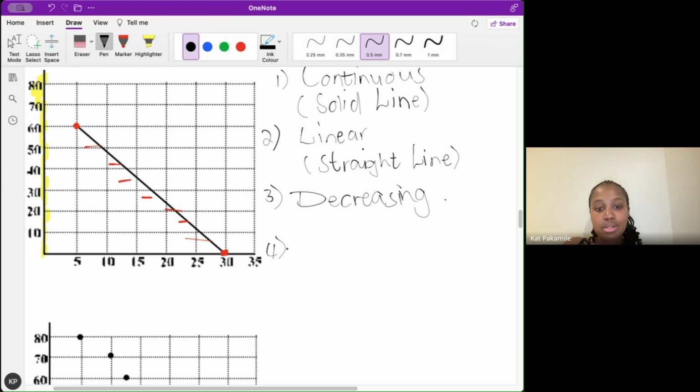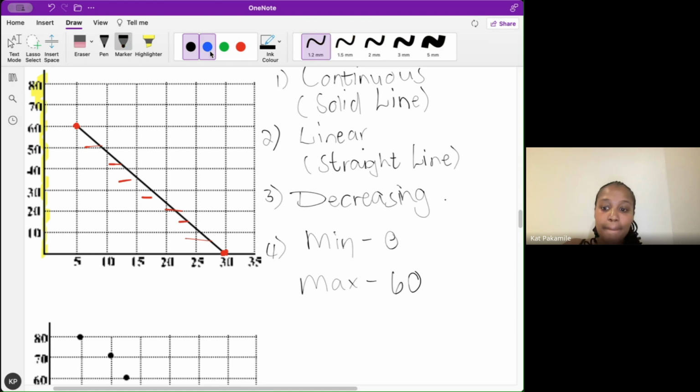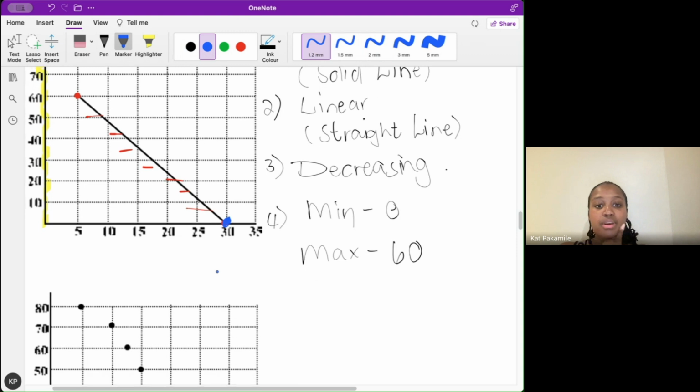And then the last one, what is my minimum and my maximum for this graph? Nice, for one of them. My maximum is 60. But what is the minimum for this graph, guys? We are reading off the vertical axis. Nice. The minimum is 0. It goes all the way back down, which makes it 0. Nice. Makes sense? Okay. We have a third one.